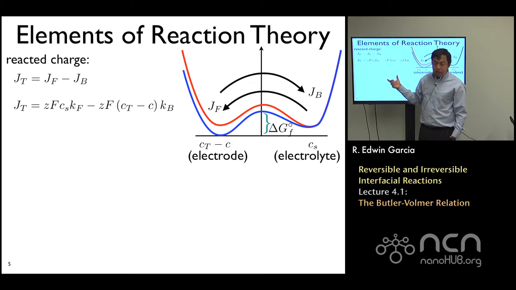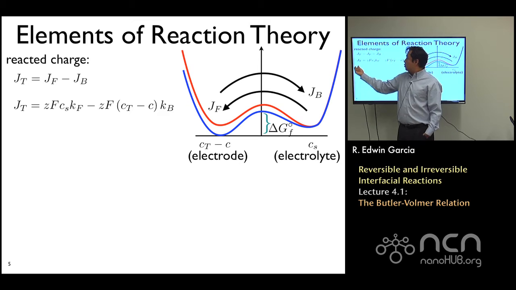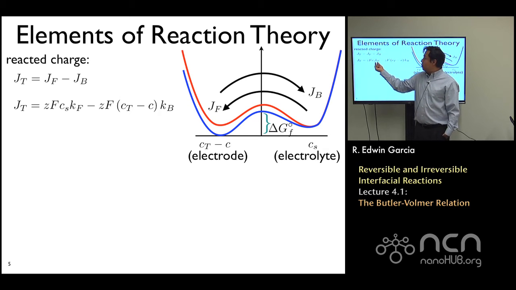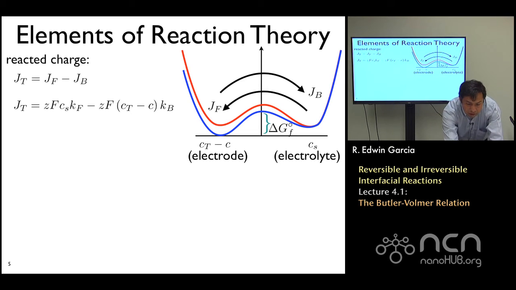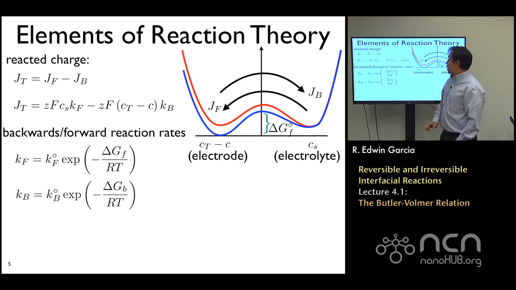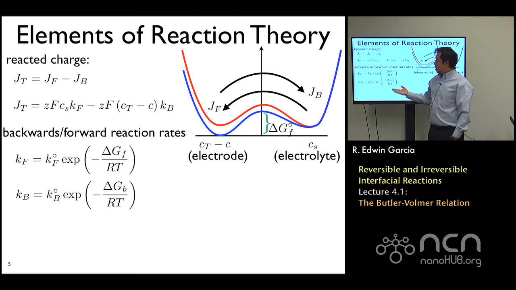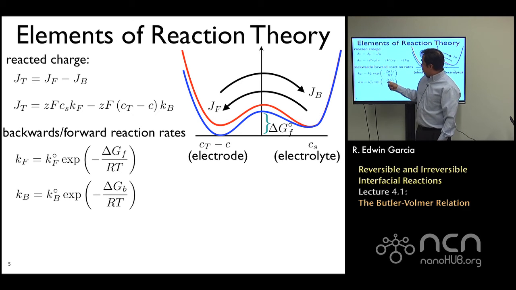Now, at equilibrium, you expect that Jt equals 0, giving you an idea of how to relate Kf and Kb. If you follow that description and assume that the forward and backward reaction rates follow an Arrhenius type of relationship, then the forward reaction rate is dependent on temperature, where you have this delta GF.